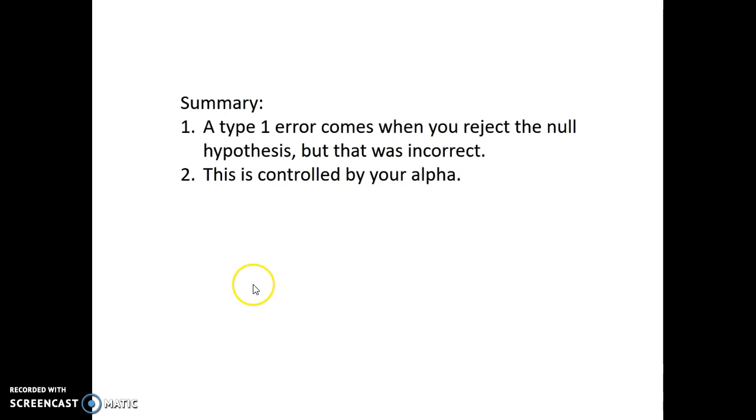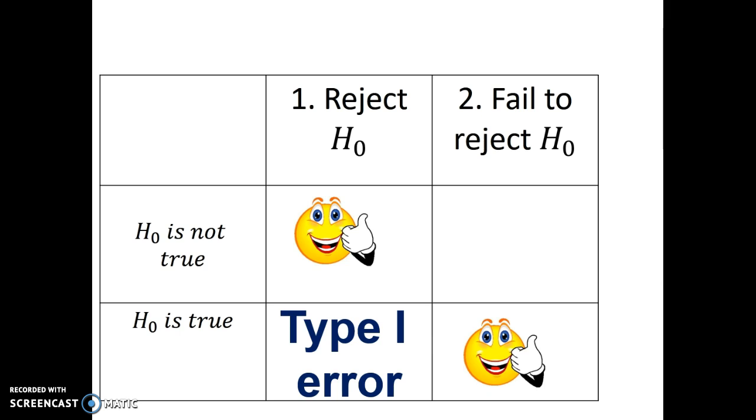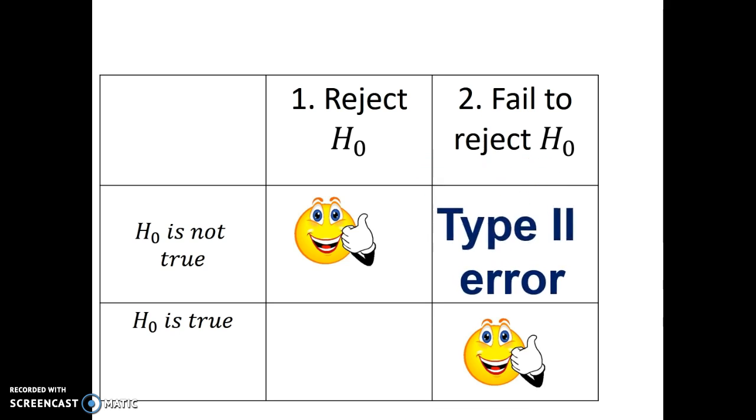So, a type 1 error is definitely controlled by your alpha. You set up where you want to reject the null hypothesis. Okay, so that's a type 1 error. Obviously, the type 2 error is going to be where you select the second option. You fail to reject the null hypothesis, but it really wasn't true.